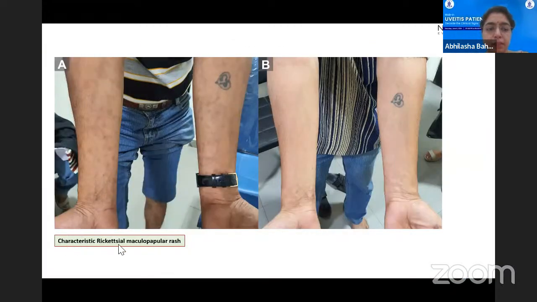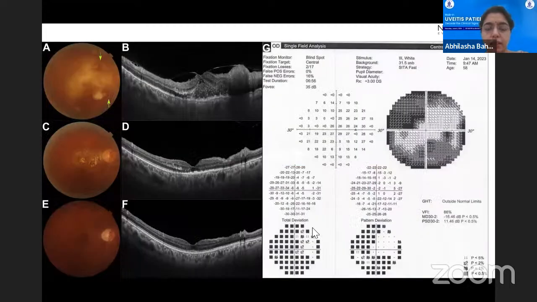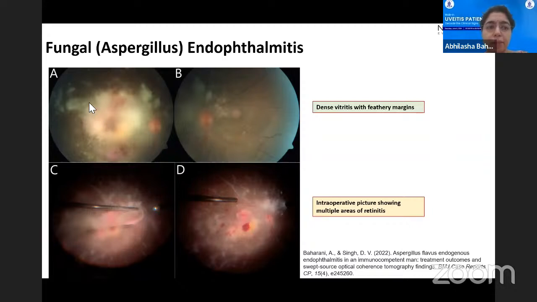This is a typical rickettsial maculopapular rash. And these patients, even with treatment, because of the retinal ischemia, have very severe field defects, and these should be monitored. Coming to fungal or Aspergillus endophthalmitis, here we see a case of dense vitritis with typical feathery margins. This is the intraop picture showing multiple areas of retinitis.